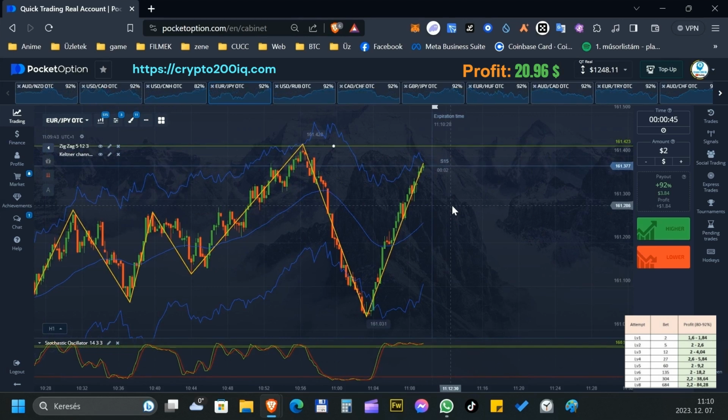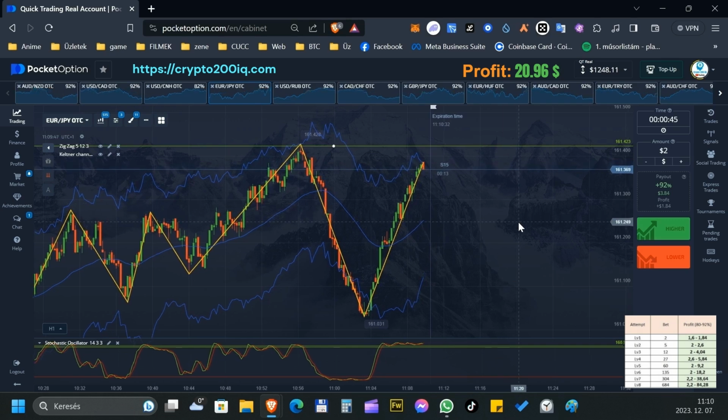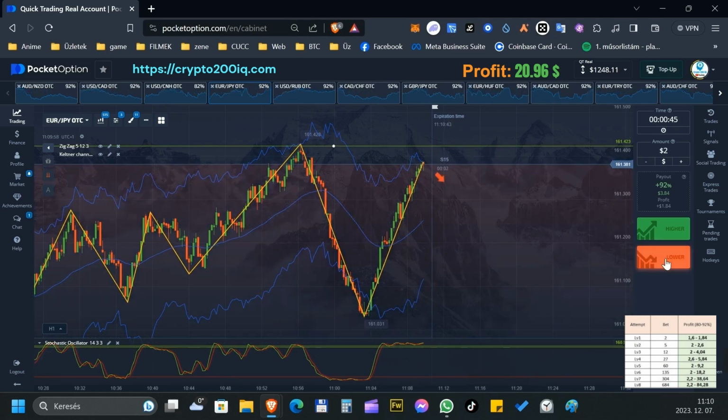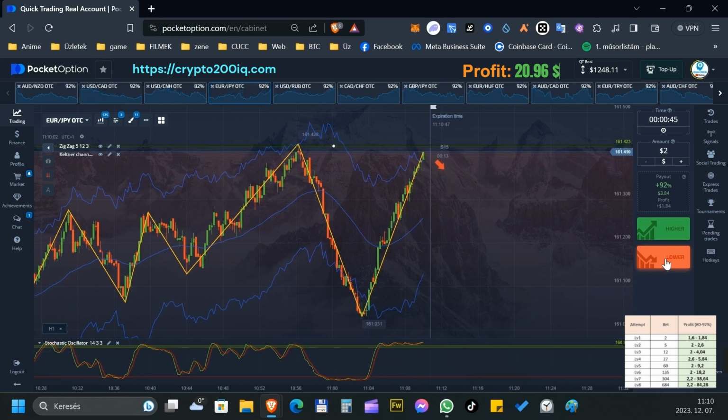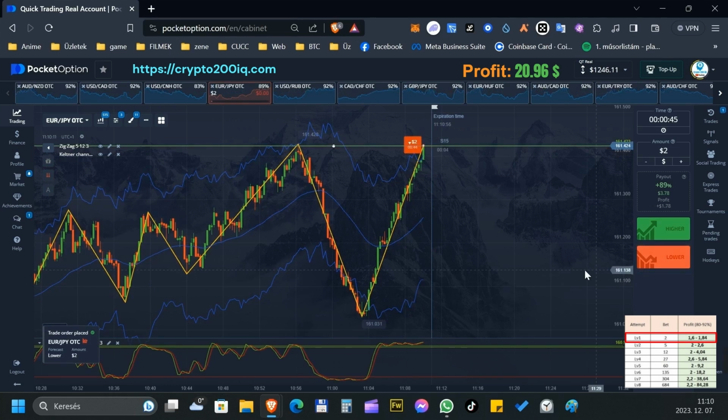We can see there are many green candles. There will definitely be a movement in the opposite direction sooner or later. The oscillator also indicates it's holding upwards for quite a while, so the opposite movement is definitely expected. And this is a very good position.